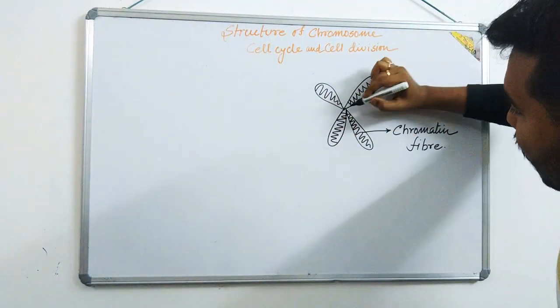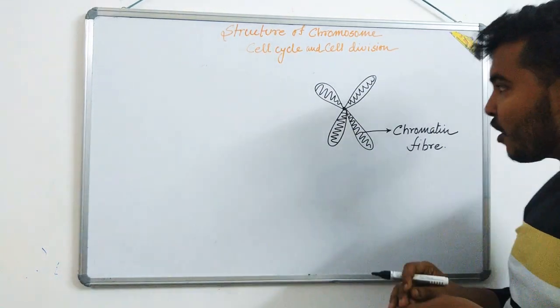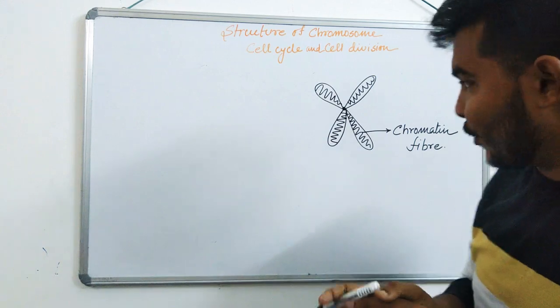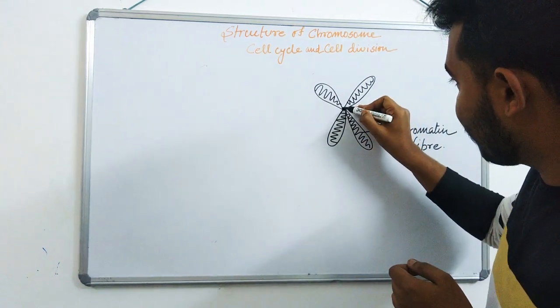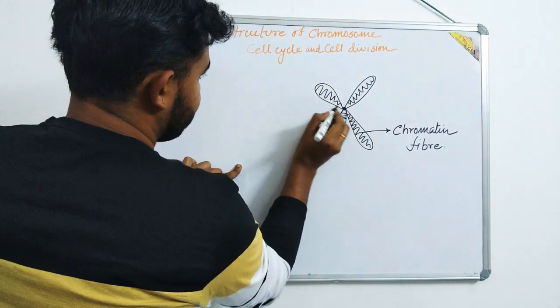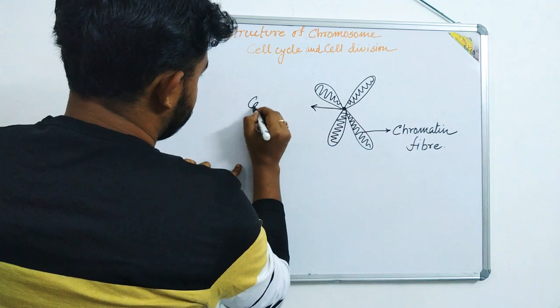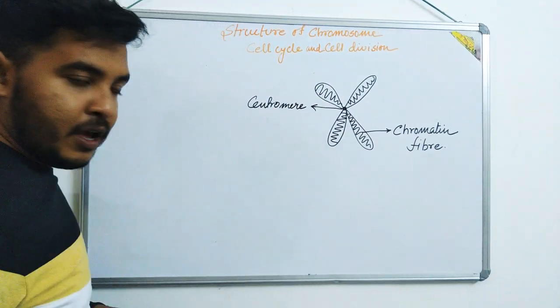You can see this beautiful butterfly-like diagram. It has four arms, isn't it? 1, 2, 3, 4, but it is not like that. These four arms are joined at a point, in the midpoint. We call it the centromere.